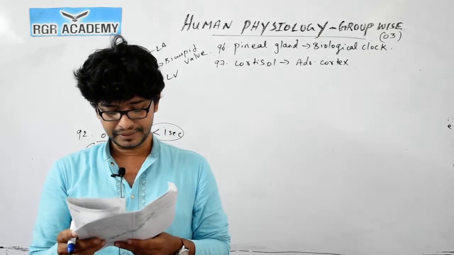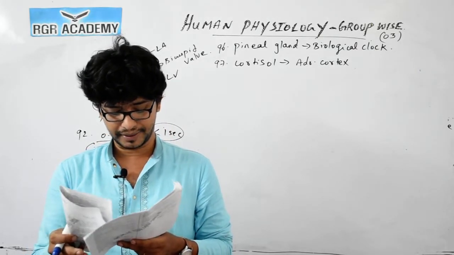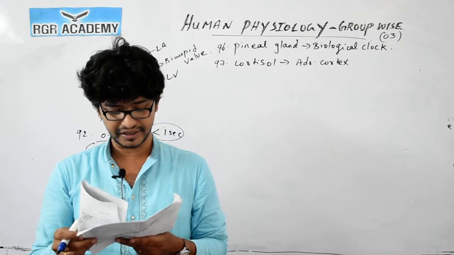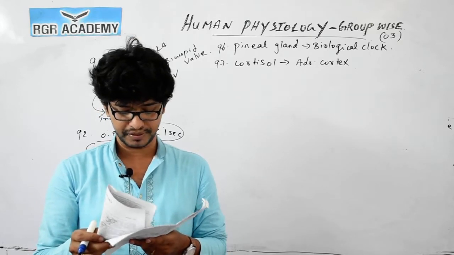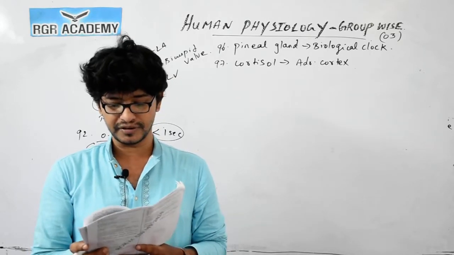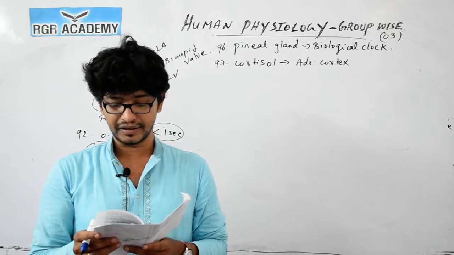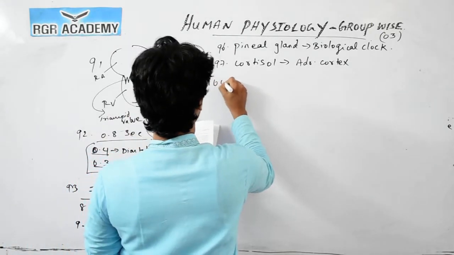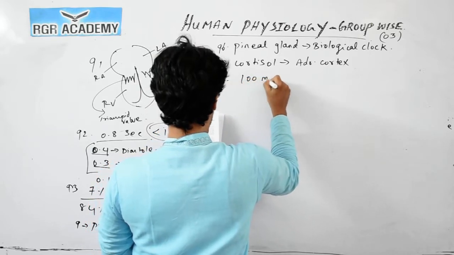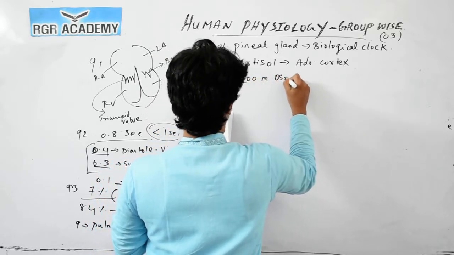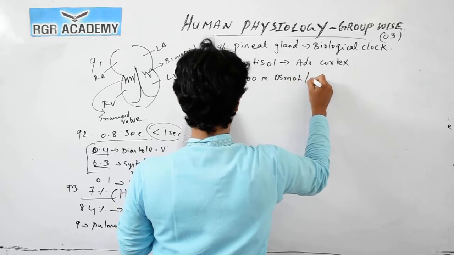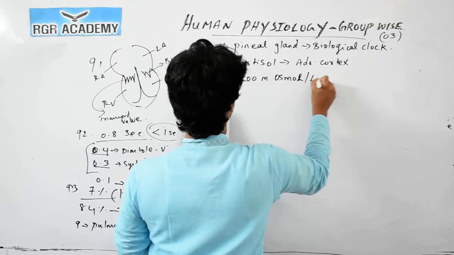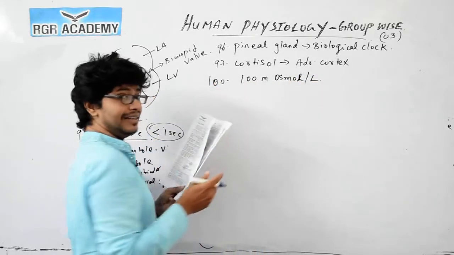Next, question number 100. In the descending limb of the loop of Henle, what is the maximum osmotic difference that can be created by the sodium potassium pump? As far as 100 milliosmolarity. So for question number 100, it is 100 milliosmolarity per liter. This is the correct answer for question number 100.